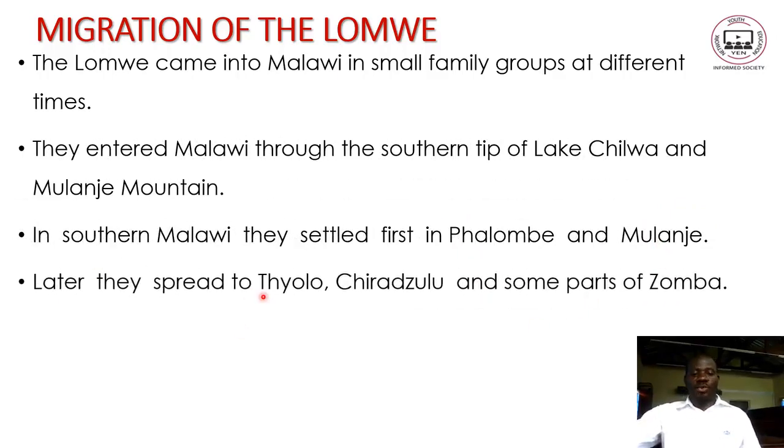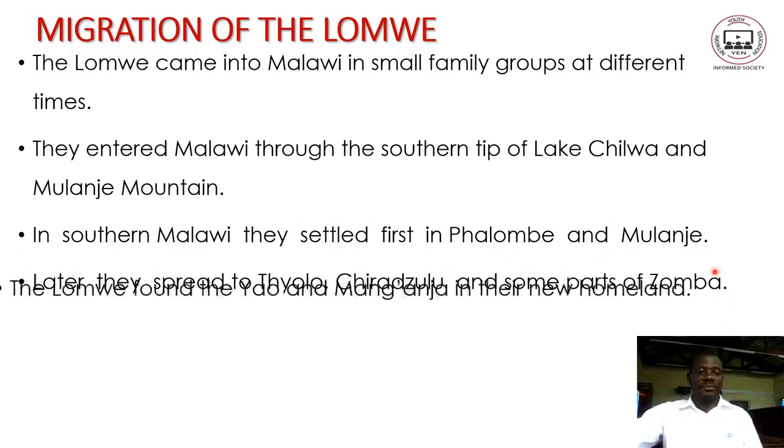Later, they spread to Cholo, Chiradzulu, and some parts of Zomba. So we can see the oldest places where the Lomwe were seen in Malawi were Palombe as well as Mulanje. Later, they spread to Cholo, Chiradzulu, and some other parts of Zomba. So when you talk of the Lomwe, you don't talk of Cholo only. You talk of many other places: Chiradzulu as well as Palombe and Mulanje.